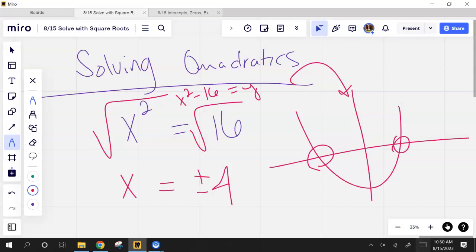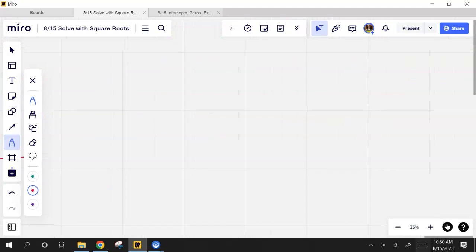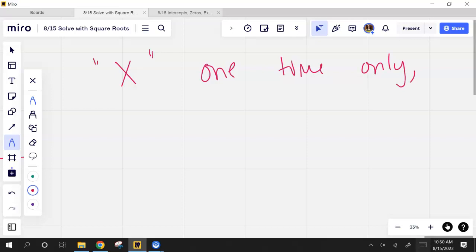Remember, I told you that I'm showing you all these different ways of solving quadratics. Every quadratic's not going to lend itself to be solved with square roots. So here's how you're going to notice which one needs to be. When you see x one time only, in quotes, we're going to use square roots. And to use square roots, now I have to ask this.